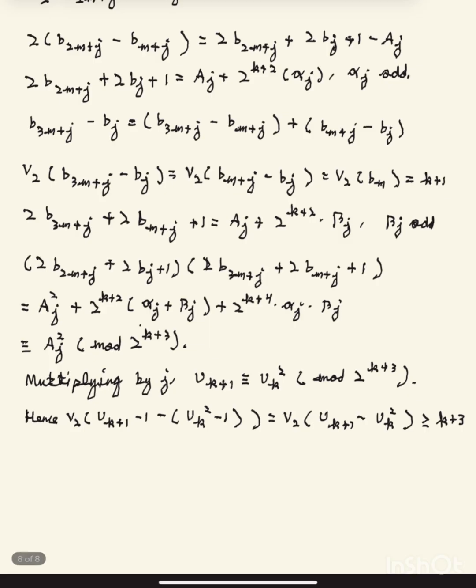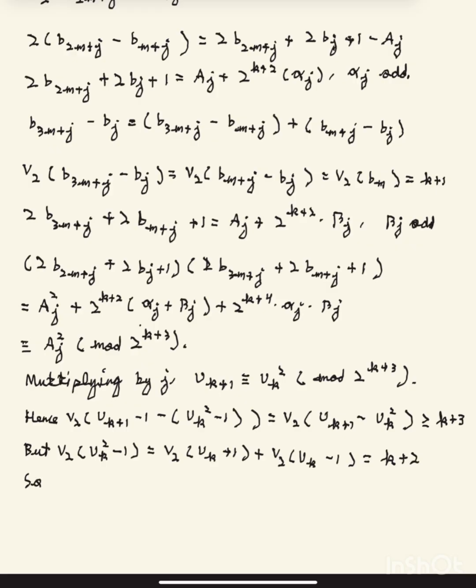Okay, but v2 of u_k squared minus 1 is equal to v2 of u_k plus 1 plus v2 of u_k minus 1, and the second term is k plus 1 and the first term is 1, so this is k plus 2.